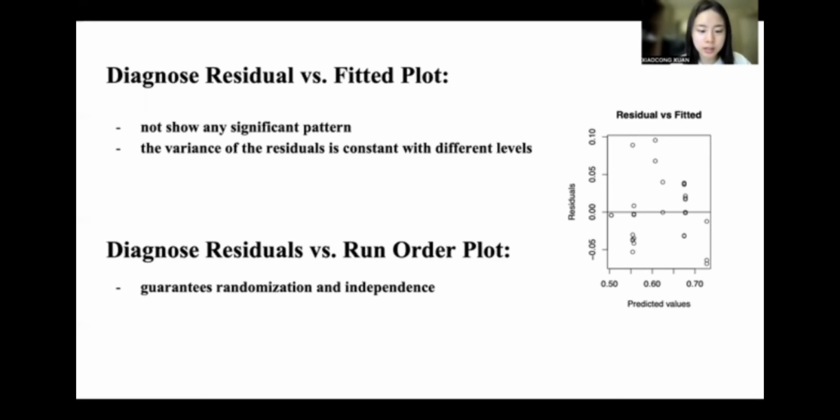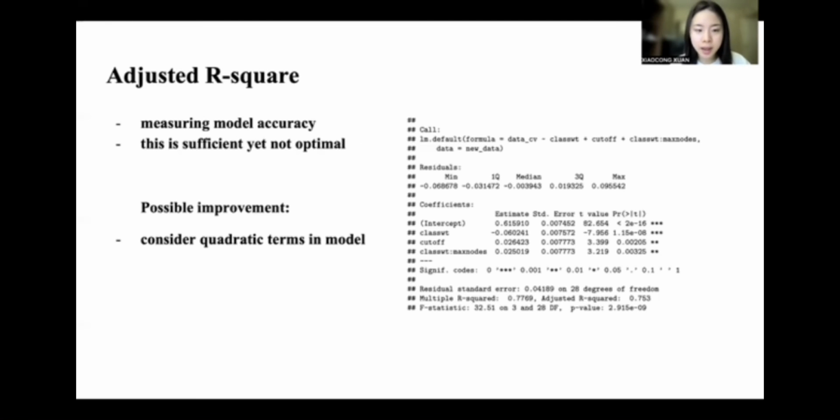We do not construct the residual and run order plot because the built-in function of cross-validation can guarantee the randomization and the independence. The adjusted R-square is also a good metric for measuring model accuracy, and our model shows 75%. It explains as much percent of the variance of the data as possible. To this end, further investigation is needed, although it is sufficient yet not optimal.